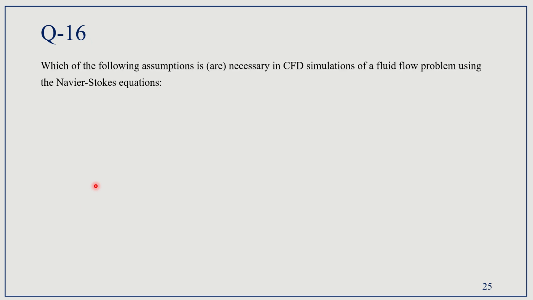Question 16. Which of the following assumptions is necessary in CFD simulation of a fluid flow problem using the Navier-Stokes equation? So when we are dealing with CFD simulations of a fluid flow problem in a particular geometry, which of the assumptions are necessary? Option A, it is laminar flow. Option 2, it is boundary layer flow. Option 3, it is fully developed flow. Actually, which of the following assumptions are necessary?